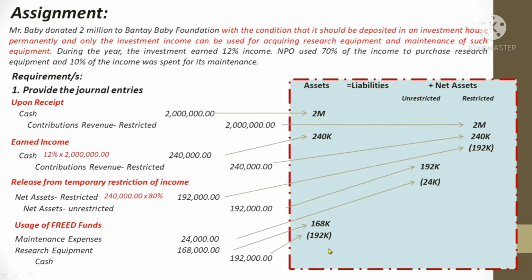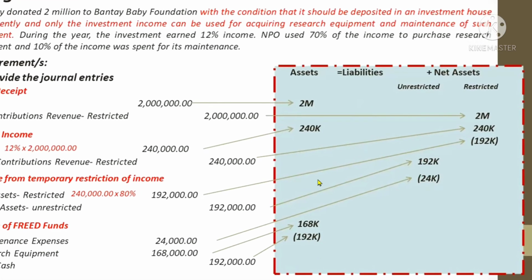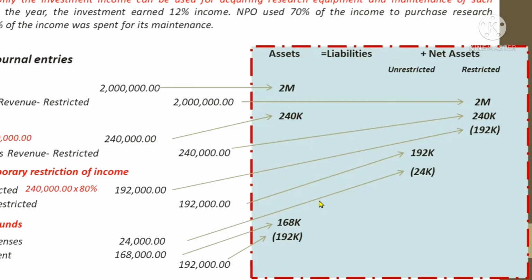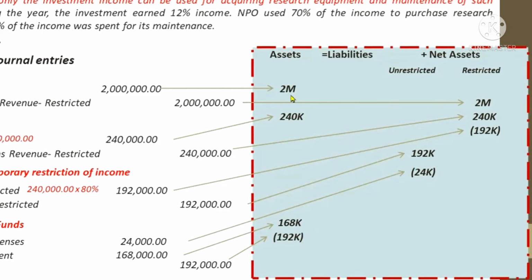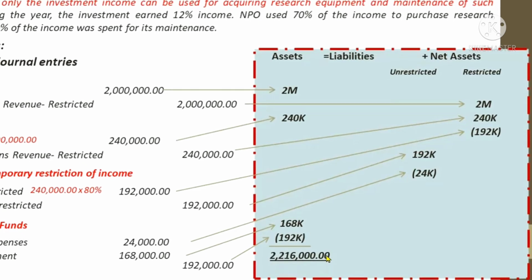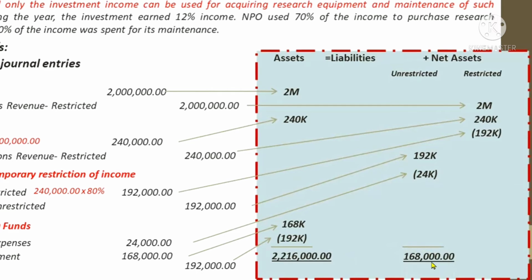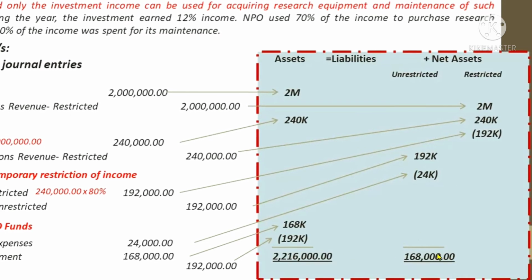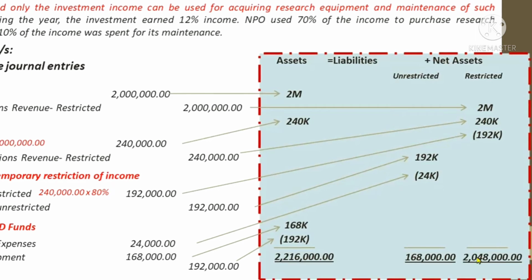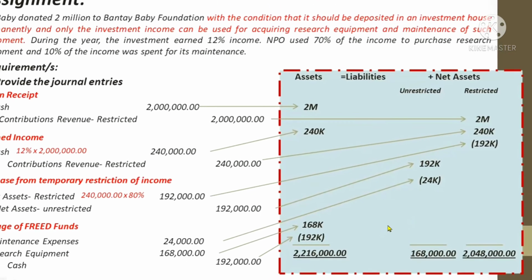And that's it. So now let's summarize these postings to get the net changes because of the transactions mentioned in the assigned problem. If we summarize this, the total net change in assets is 2,216,000. In liabilities, we have 0. In the net assets unrestricted, we have 168,000. And the restricted net assets is 2,048,000. All are net increases. So that's it for the assignment.